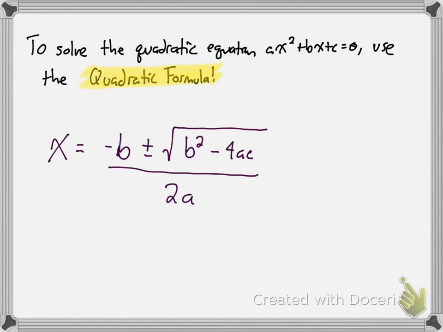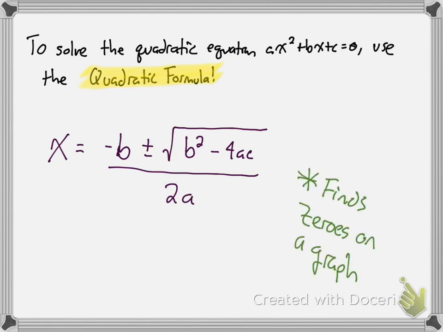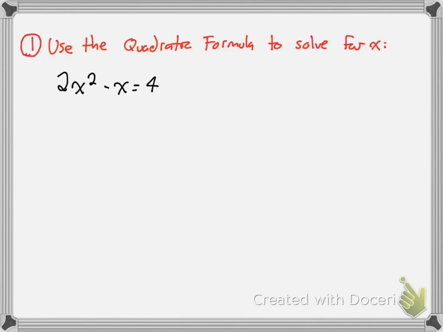And then again, just as a reminder, the quadratic formula finds zeros on a graph. So whatever x values we get, we can imagine that that's where this parabola is going to cross over on the x-axis. So let's look at this as an example problem and see how we would use the quadratic formula to solve. Here I have 2x squared minus x equals 4.